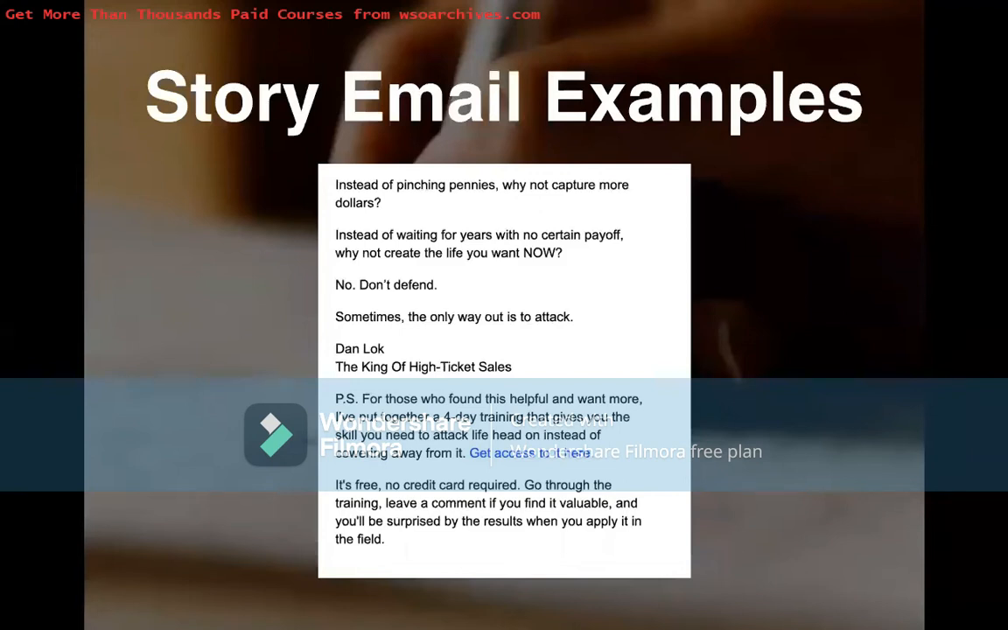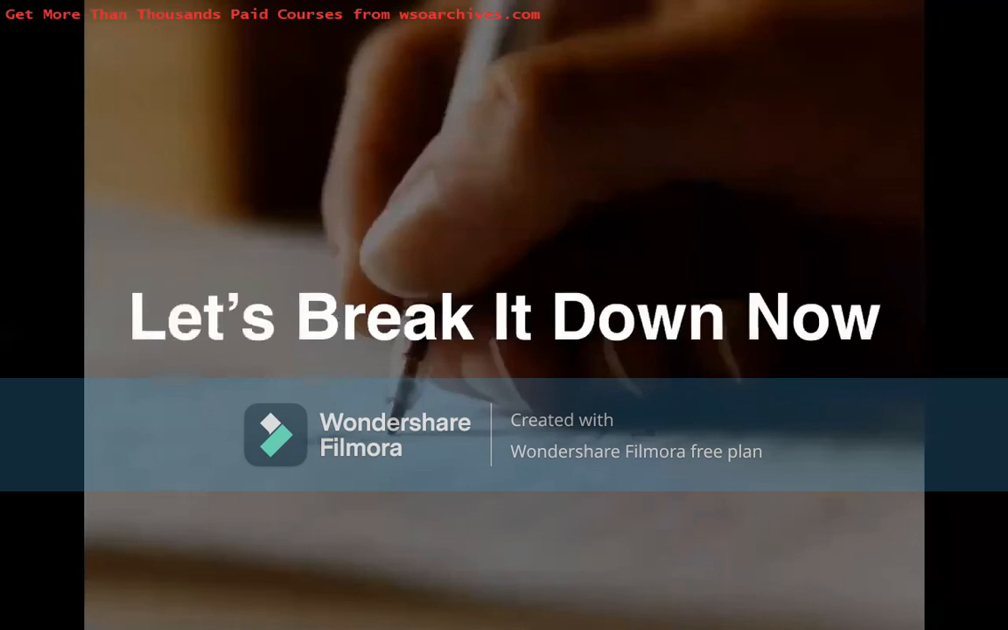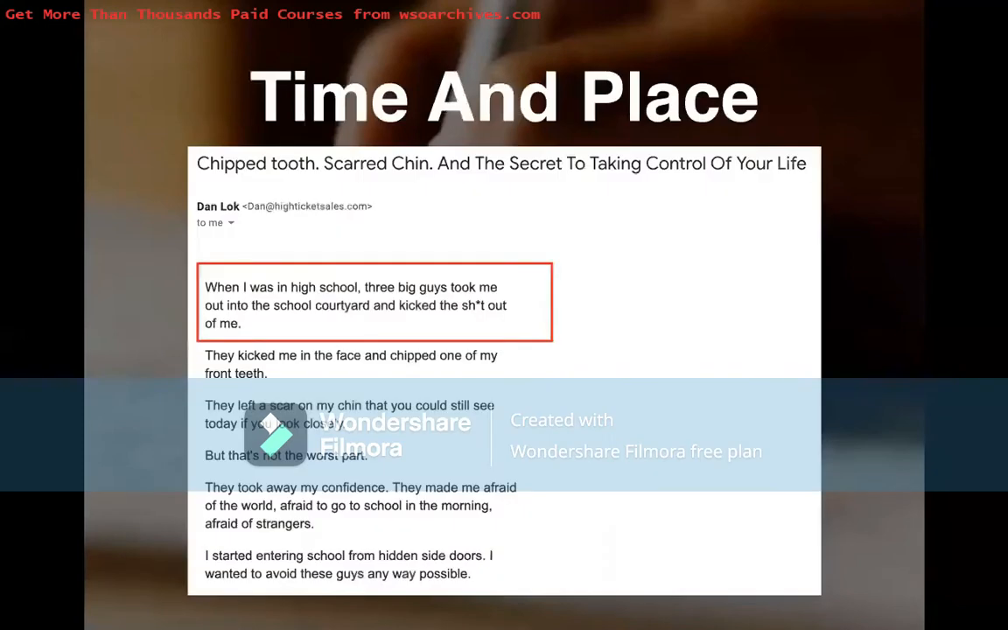Boom, boom, boom. Let's break it down. Time and place. Actually, one thing before we get into it. You guys notice a lot of white space there? You know how it's very thin in terms of the margins? Do you guys know why that is?